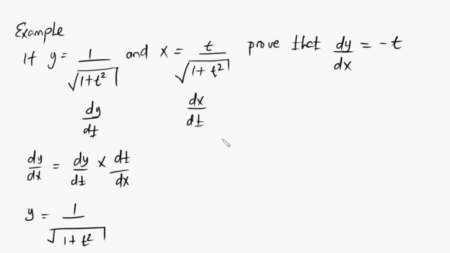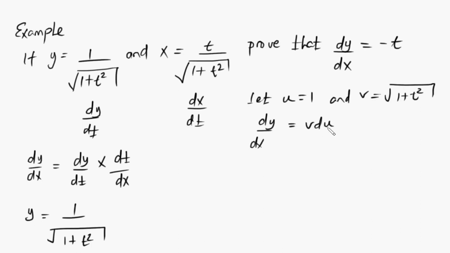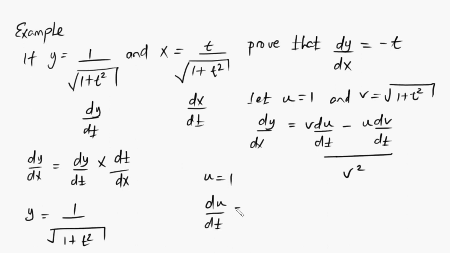So this is a quotient. I'm going to use the quotient rule, so I'll let u equal 1, and I'm going to let v equal the square root of 1 plus t squared. I know the quotient rule is dy/dx equals v du/dt minus u dv/dt over v squared. So I have u and v, but I don't have du/dt and dv/dt. du/dt can just be obtained from u equals 1. It's just going to be 0.